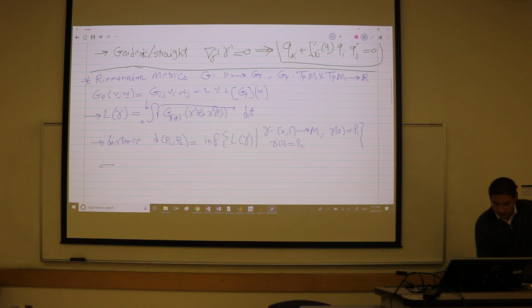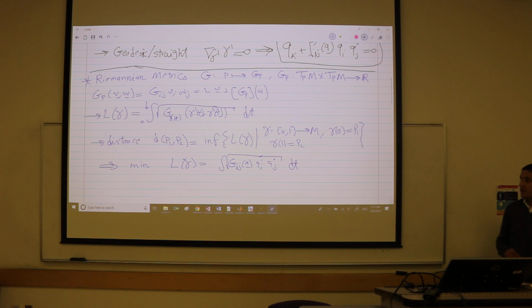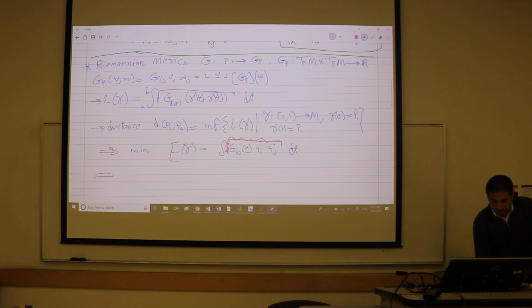This is equivalent to minimization of L of gamma, which is the integral of the square root of G_ij q_i dot q_j dot, dt, right? And last time we said, well, we better do it with the energy instead, so we don't have this square root. The resulting curve is the geodesic, the straight line, the shortest path.